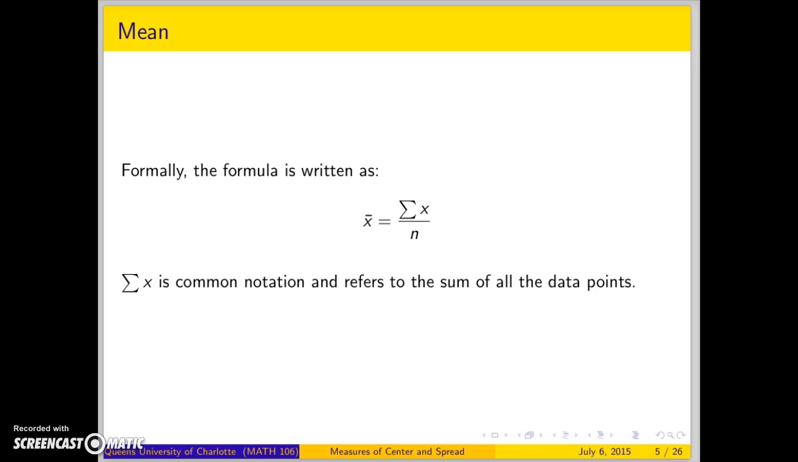Here's what the formula looks like. It's x bar equals the sum of x's, which is a notation for to add up all the data points, and then we divide by n, which is the number of data points that there are.